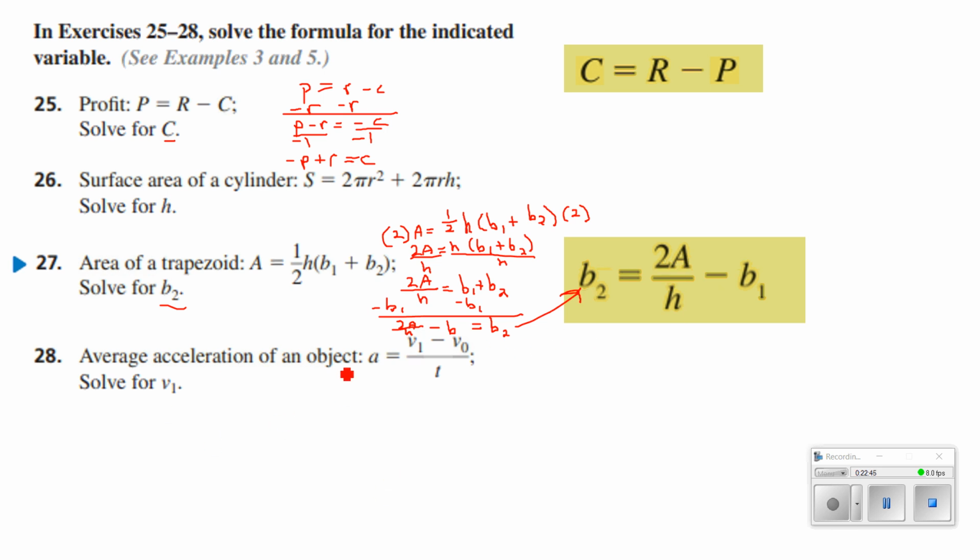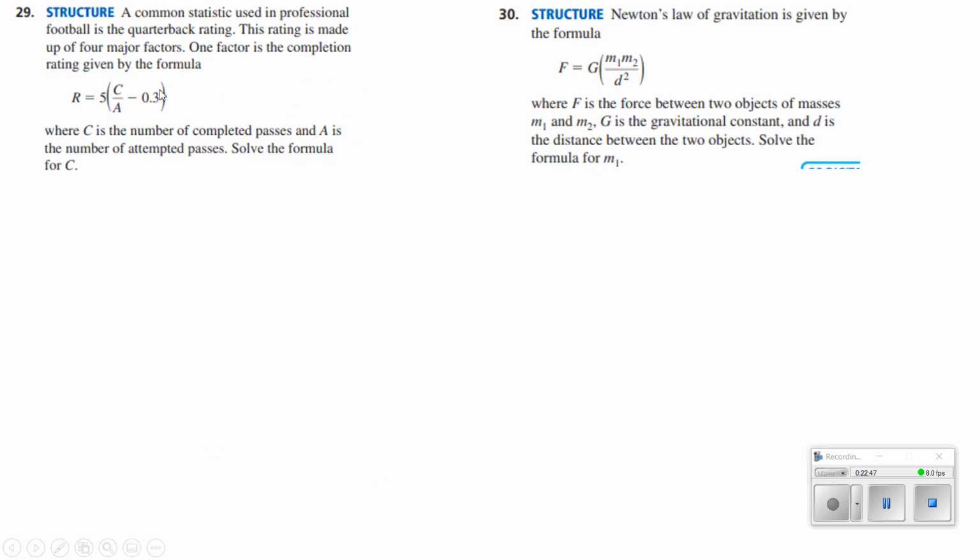All right, 28 was for you to do. I got 29, and that's the last one because we're only going to 30 now. A common statistic used in professional football is the quarterback ranking. This ranking is made up of 4 major factors. One factor is the completion rating given by the formula, where C is the number of completed passes and A is the number of attempted passes. Solve the formula for C.